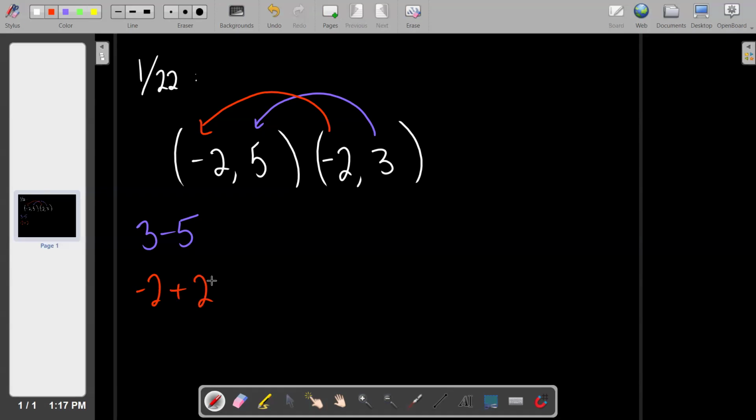I think I can now say this without being hyperbolic. I think you've done this now hundreds of times in my class, right? Finding the slope. So on the top, what's 3 minus 5? -2. On the bottom, what's -2 plus 2? 0. So what's the slope? -2. Nope.